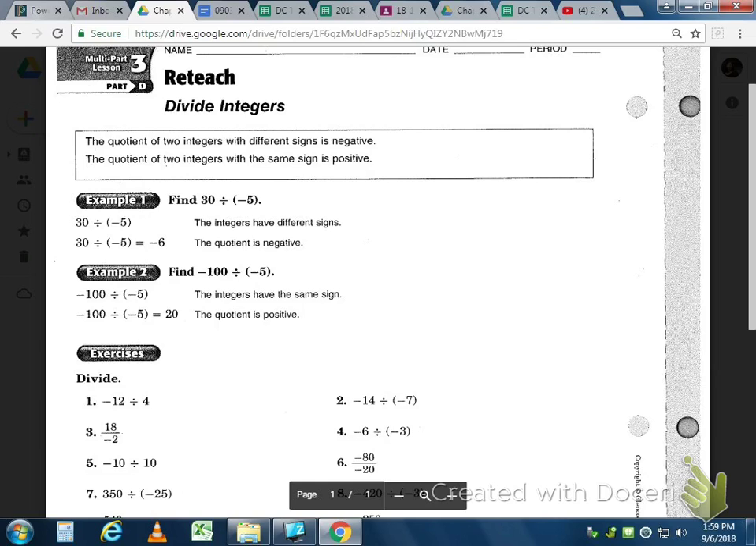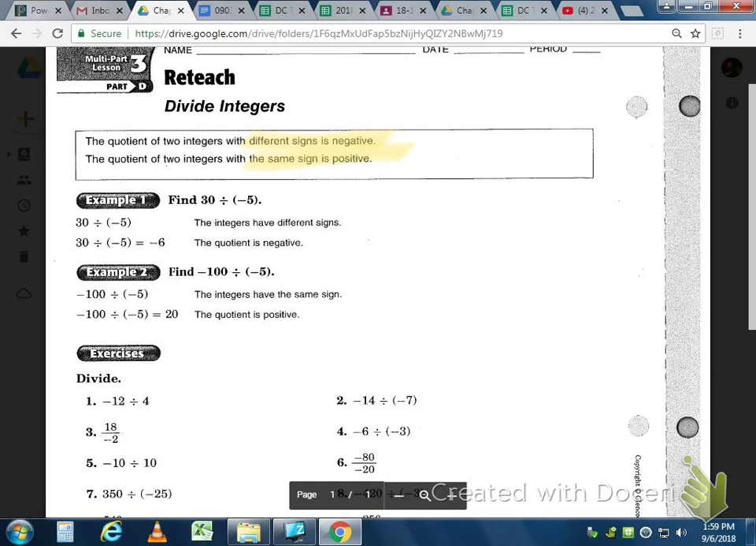2.3D, divide integers. The rules for multiplying integers and dividing integers are exactly the same. So if you've already got it memorized from the last lesson, then you should be good to go. The quotient of two integers with different signs is negative, and the same sign is positive. So if you take a positive divided by a negative or a negative divided by a positive, the signs are different, it's going to be negative. If they have the same sign, it's positive.